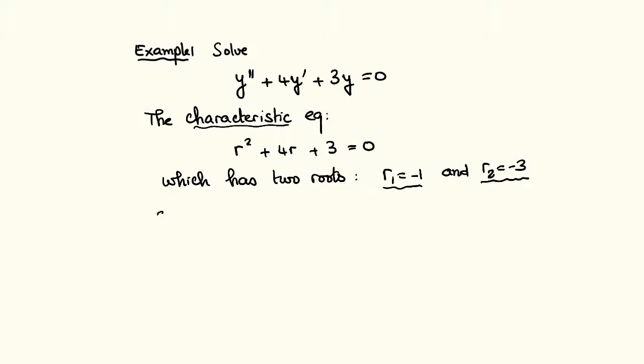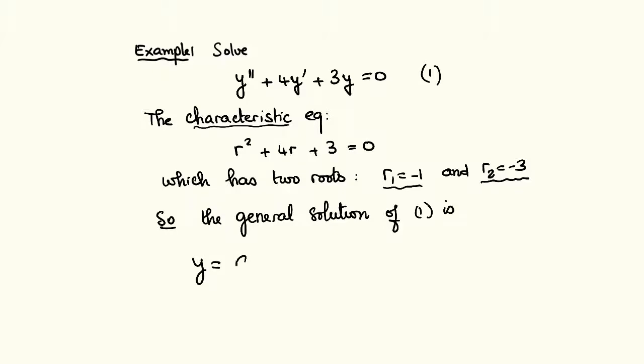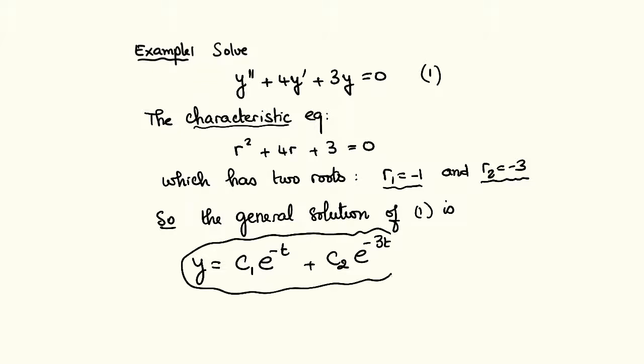That means the general solution of this equation number 1 is y equal to c1 e^(-t) plus c2 e^(-3t). That is the general solution of the equation.